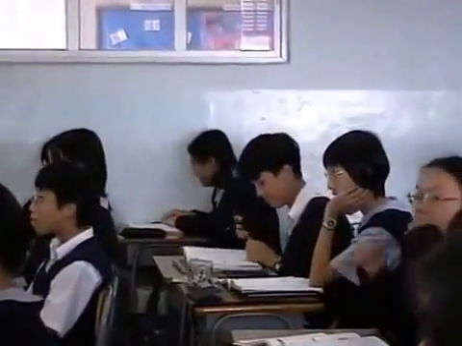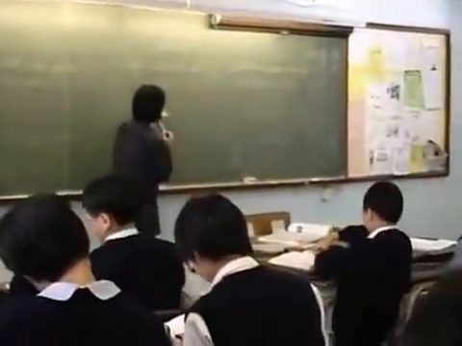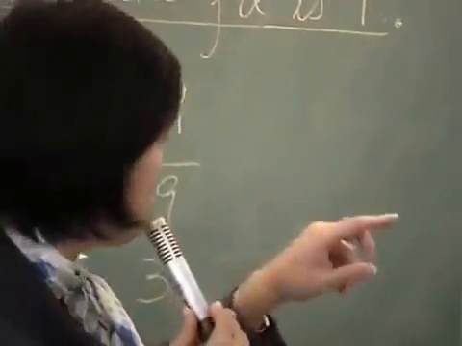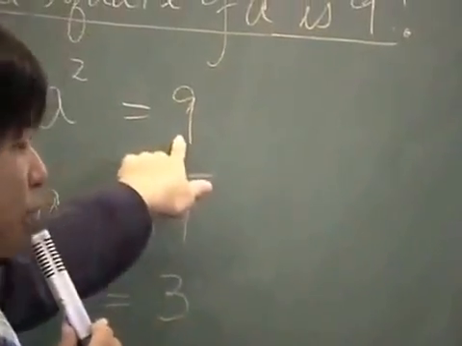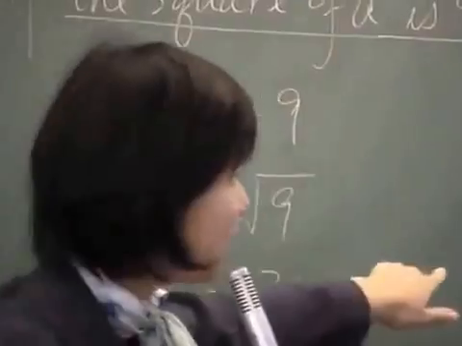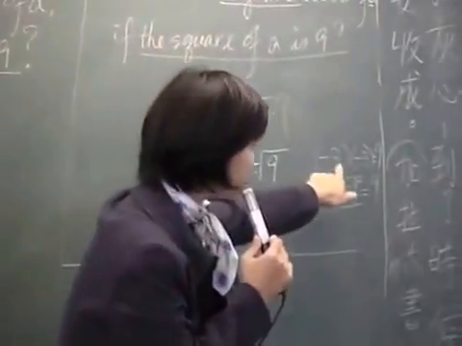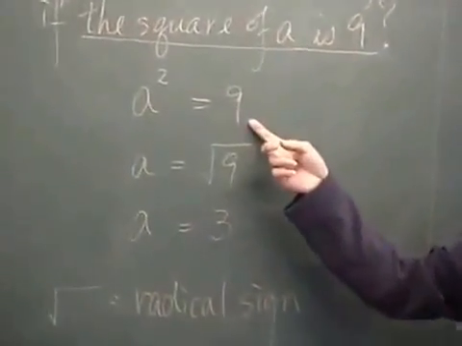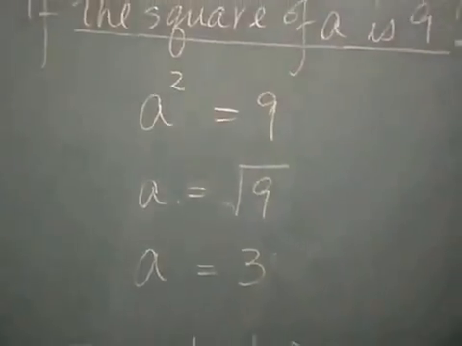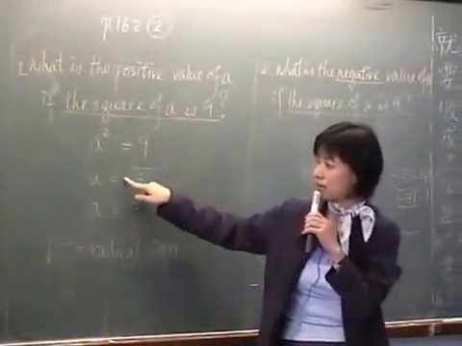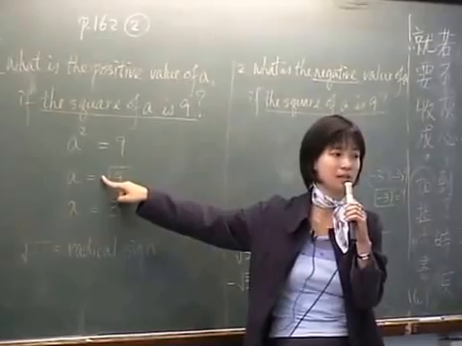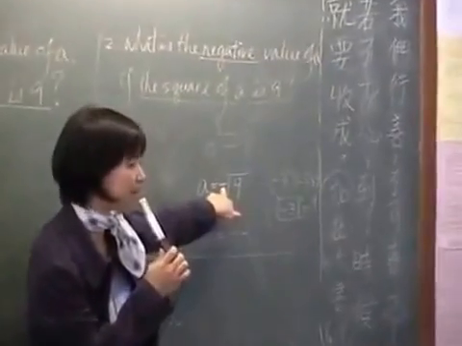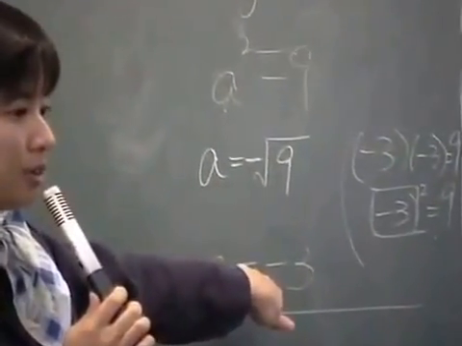Negative 4. So you must know that if A squared equals 9, there are two answers. To make A squared equal 9, the value of A may be positive 3 or negative 3. Why? Because negative 3 times negative 3 is 9, and 3 times 3 also equals 9. Okay? So there are two answers. If there is no sign before the square root, it shows it is positive. If in front of the square root sign there is a negative, then the answer is negative. Okay? Do you know how to express this?